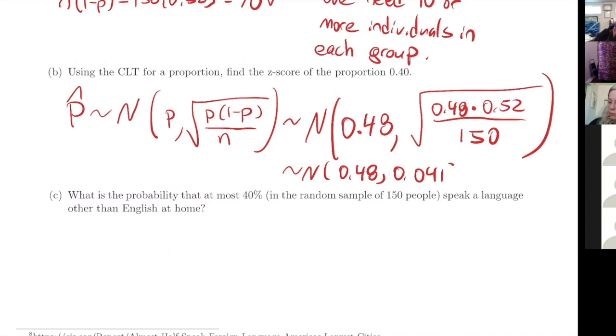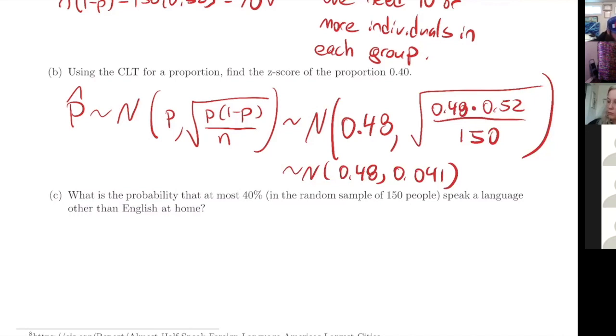I'm going to go through this a little bit quicker just because you did think about this, but let me know if you've got any questions about it. Simplifying that, I have some rounding there, but the standard error comes out to about 0.041.